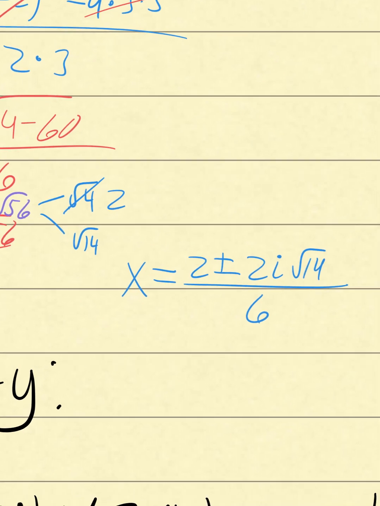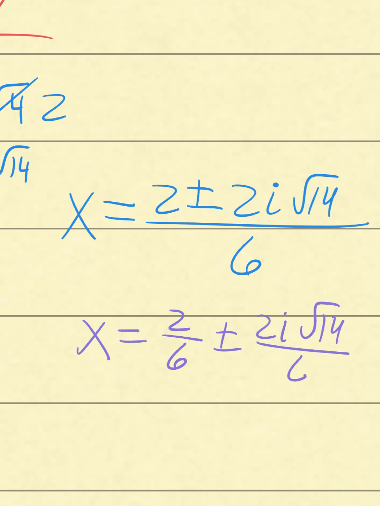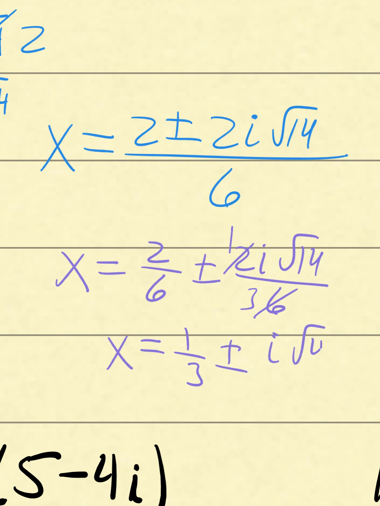And now you just want to make sure that you fully simplify. So at this point, you can split your answer up into 2 parts, a real and an imaginary. So we get 2 over 6, plus or minus 2i square root of 14 over 6. And then simplifying each of these fractions, 2 over 6 becomes 1/3. And then 2i square root of 14 over 6, you can simplify 2 and 6. We get 1i square root of 14 over 3, or just i square root of 14 over 3.